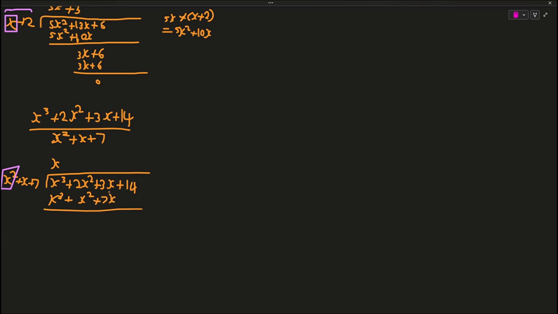Now we're going to subtract everything, so x cubed minus x cubed is 0, 2x squared minus x squared is x squared, and 3x minus 7x is minus 4x. Oh, that should be x squared. So plus 14. Okay. Now how many x squared go into x squared? Just 1. So that's going to be plus 1.